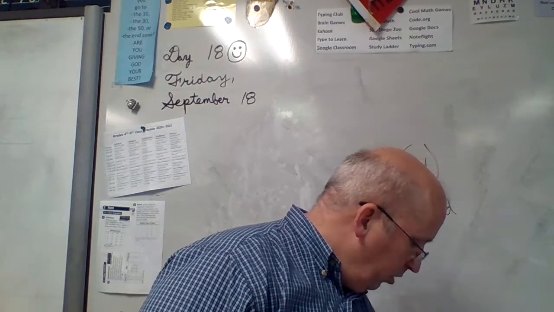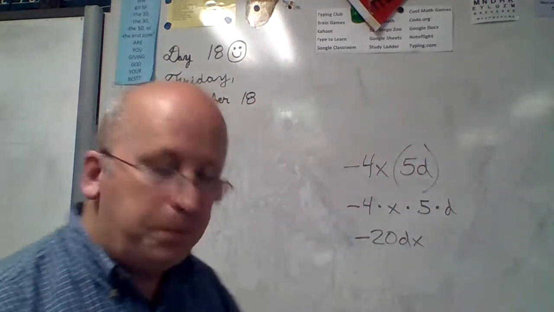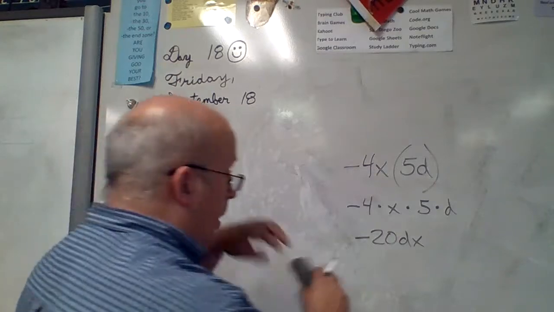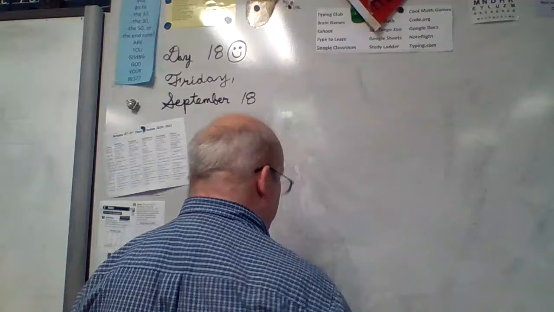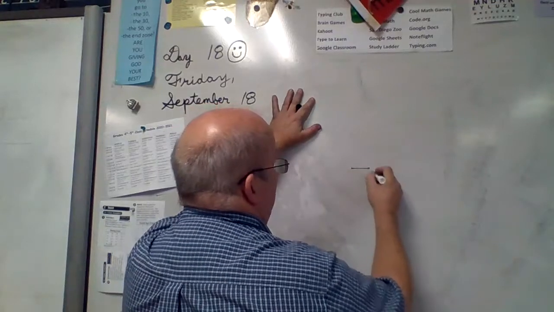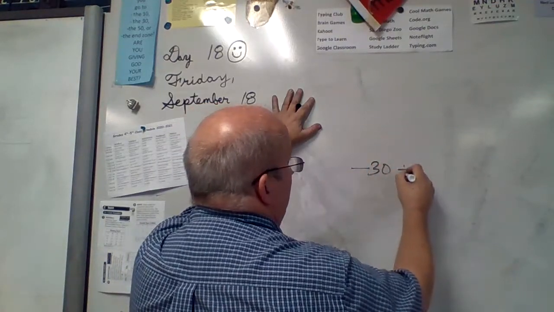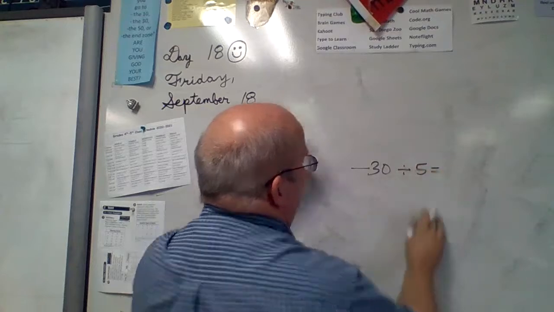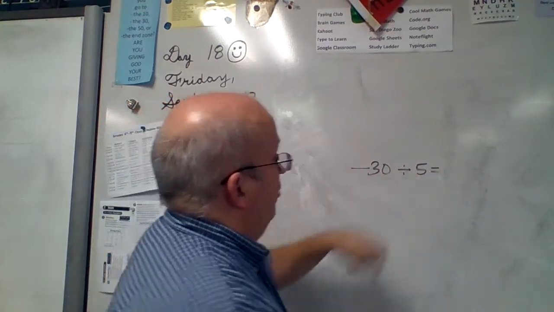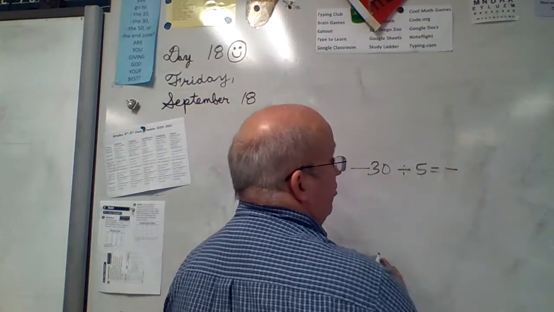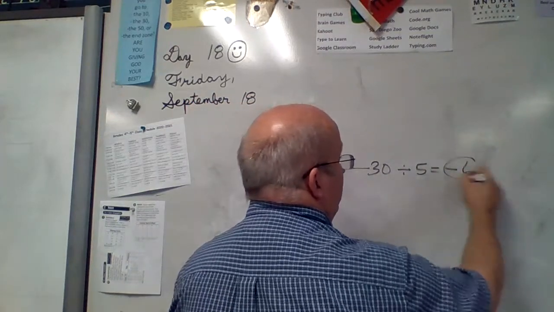Oh, how about division? Well, that shouldn't be any big deal. Division is the same rules as multiplication. So let's say I had negative 30 divided by a positive 5. The signs are different. Negative, positive, negative, positive. So that tells me my answer has to be negative, and in this case, negative 6.